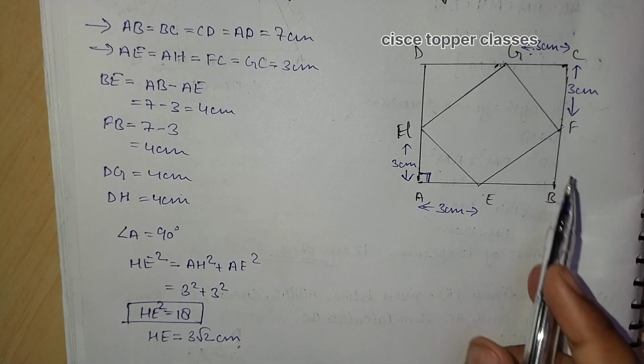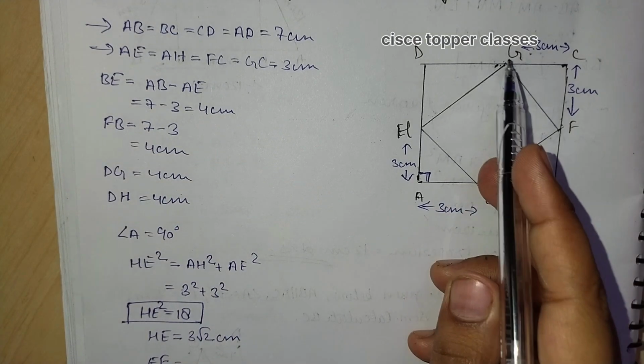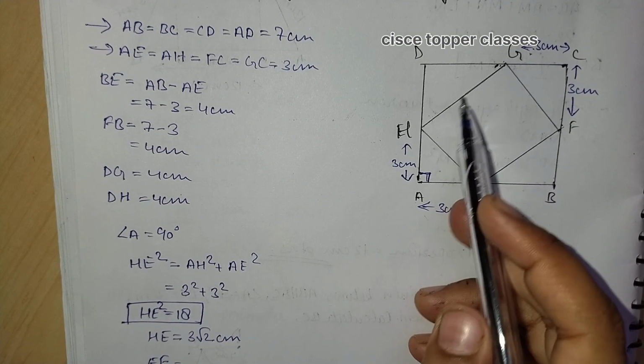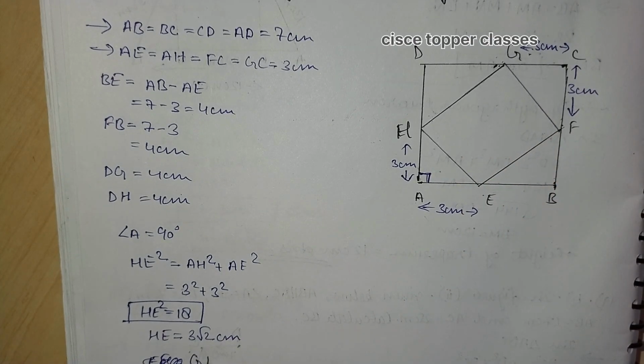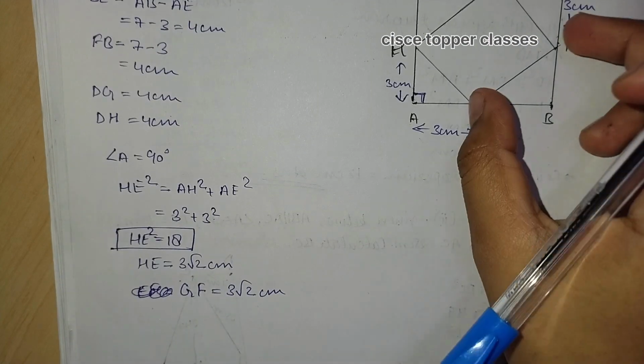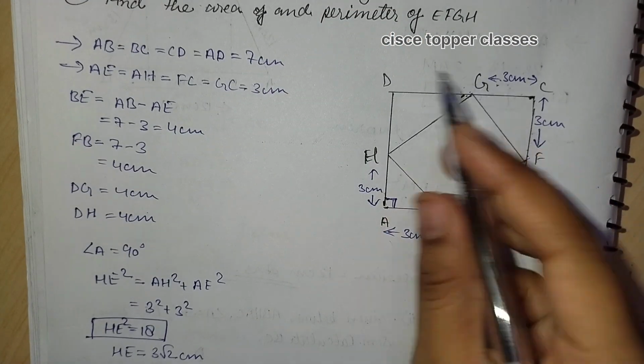Similarly, in triangle GCF, we can write GF. Sorry, this is GF here. So this will be 3 under root 2 centimeters. Now we will take these two triangles, so this is EBF and HGD.